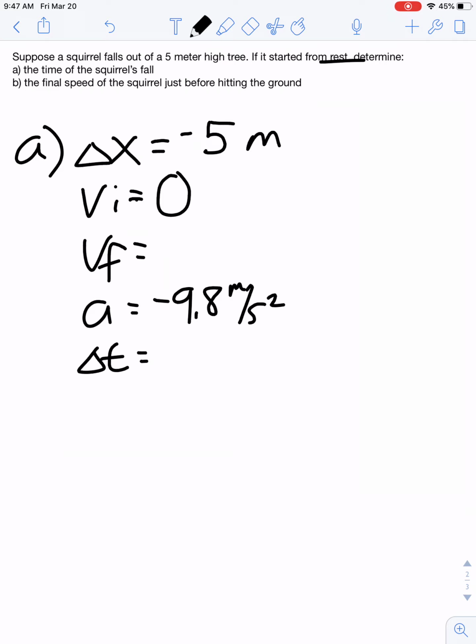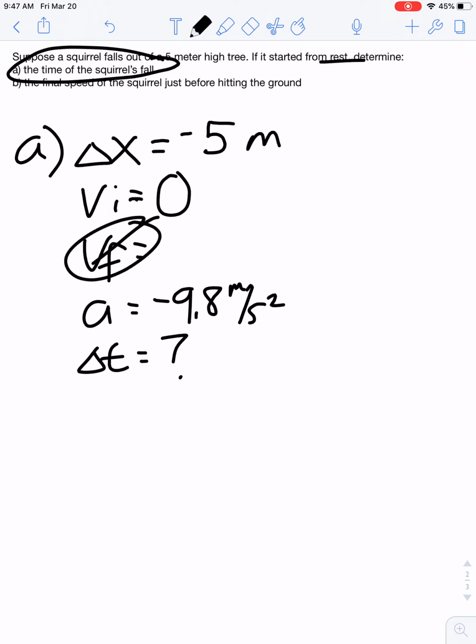All right, so now that I remember that the displacement is -5, the initial velocity is 0, and the acceleration for a squirrel on Earth would be -9.8 meters per second squared, just like everything else on Earth, then I can go ahead and solve. And what do they want? They want to know the time of the squirrel's fall.